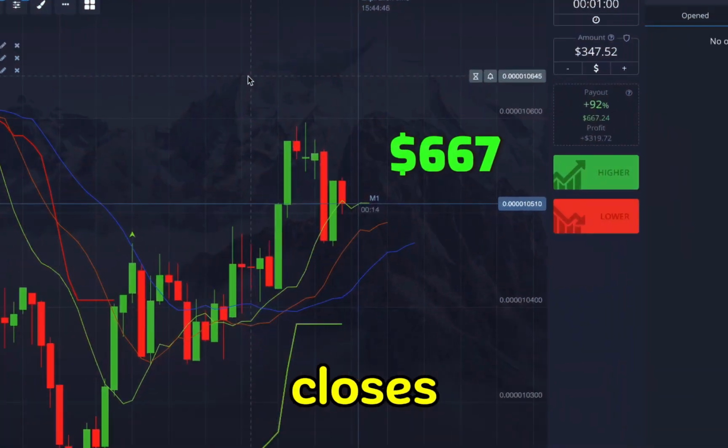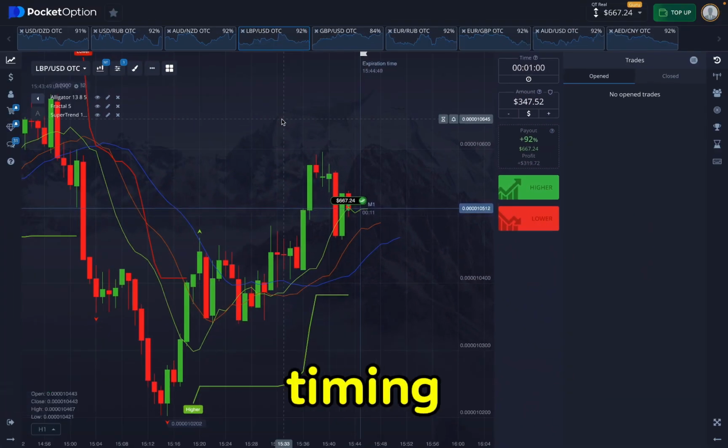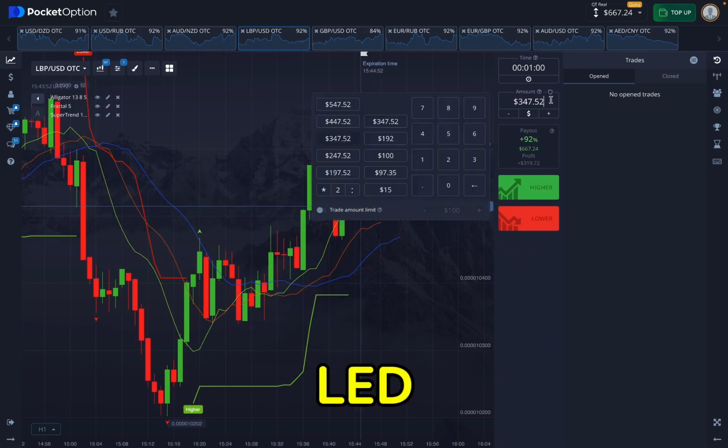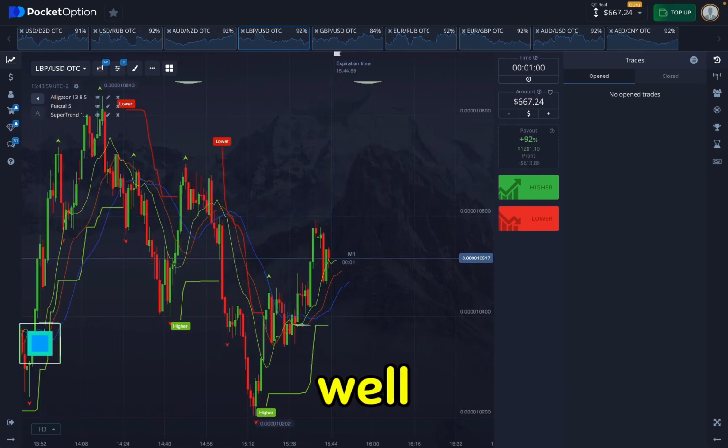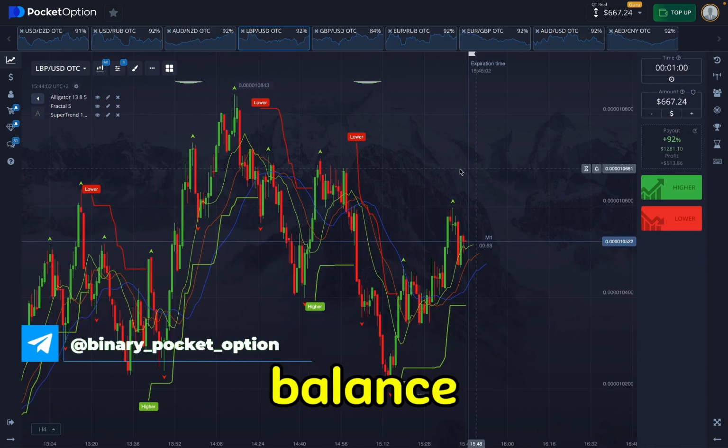And the position closes in plus. Great. The right timing of the opening and the opening level led to the successful completion of the position. Super. Let's do the next trade as well. I will open to the maximum balance amount.